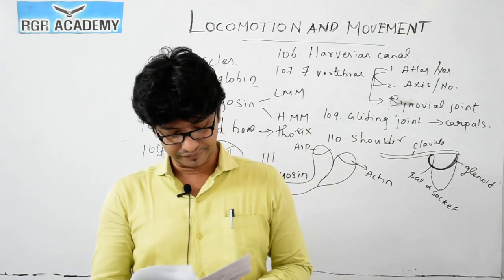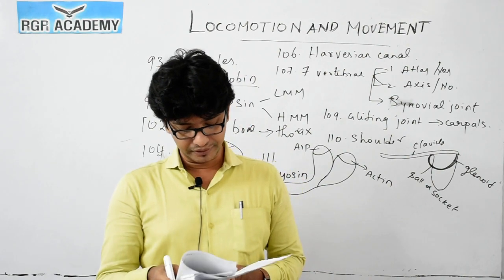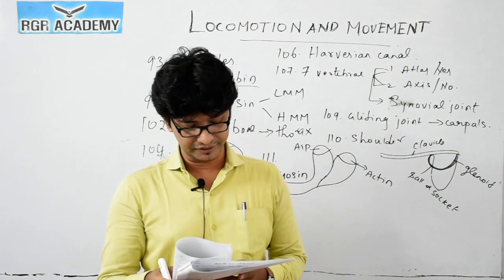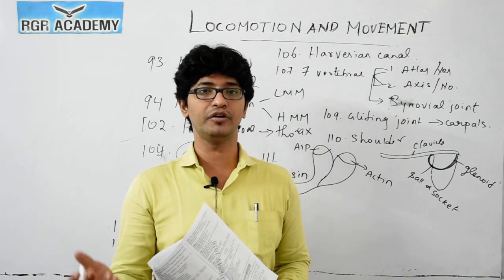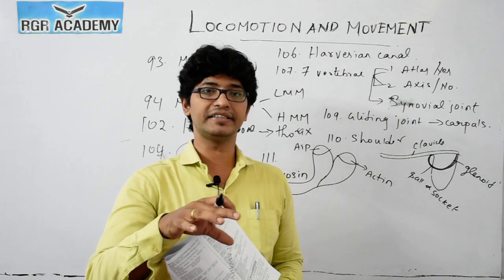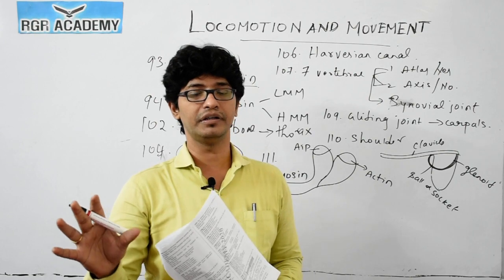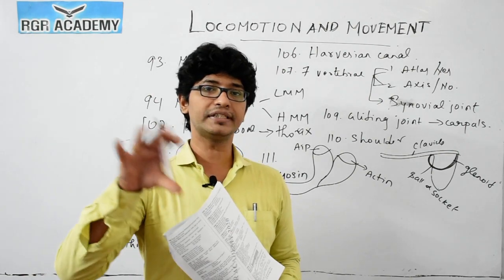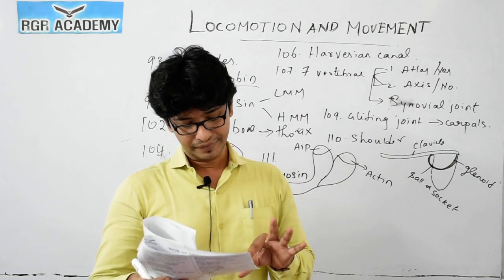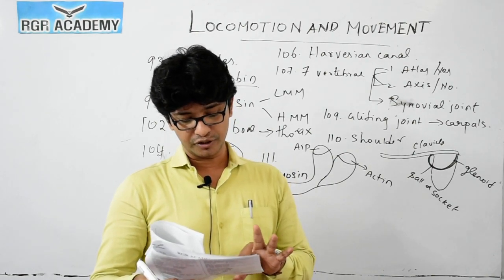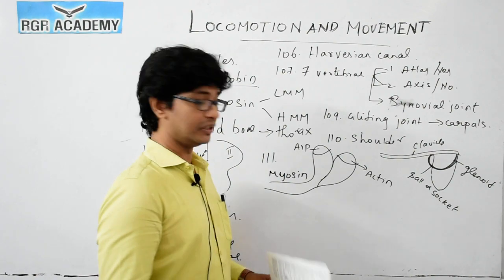Question number 117. In the resting muscle fiber, tropomyosin partially covers. So in the resting muscle, when you see the coordination between the actin and myosin, who is actually covering the actin binding site in the resting state? If the muscle is not going for contraction, who is covering the binding site of the actin? It is actually the tropomyosin.